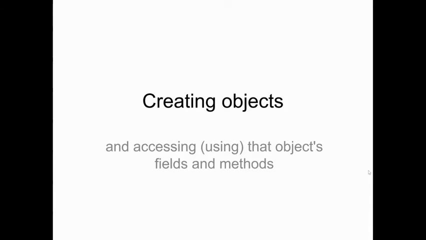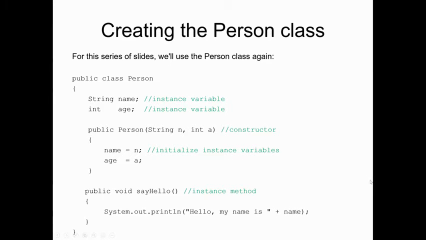In this presentation, we want to look at creating objects and accessing or using that object's fields and methods. Creating the person class. For this series of slides, we'll use the person class again. So let's review it. Public class person, and it has two instance variables, a string for the name and an integer for the age. So every person object that we create has a unique name and age.